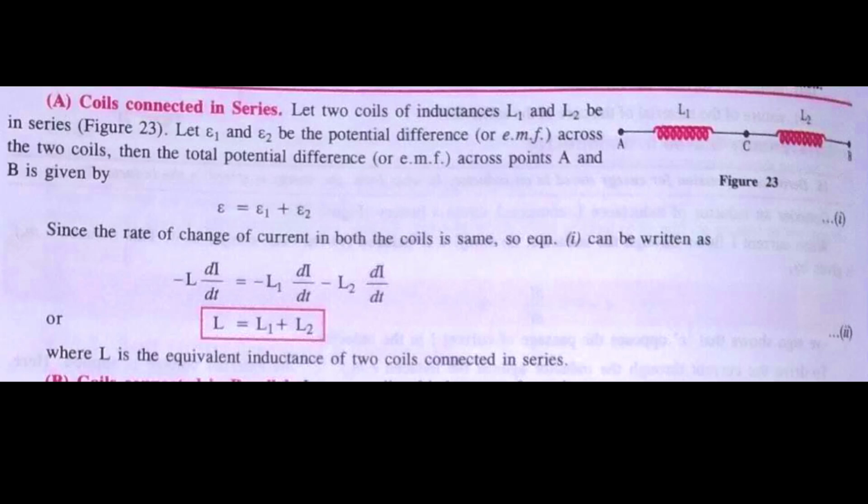Since the rate of change of current in both the coils is the same, we can write the equation of the total potential difference in terms of the inductance. Using the formula, epsilon is minus L di over dt, for epsilon 1 it is minus L1 di over dt, and for epsilon 2 it is minus L2 di over dt. After doing the calculation, we have the relation L is equal to L1 plus L2. So the total inductance increases in the case of coils connected in series.